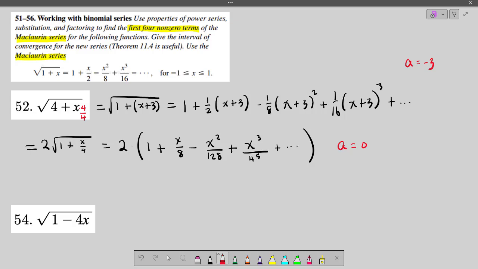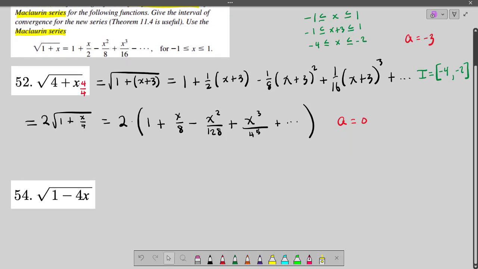So now we've written it as a Maclaurin series. How about the IOCs for these things? For this one up here, we started with -1 is less than or equal to x is less than or equal to 1. For this one at the top, we replaced that x with x plus 3. So our interval of convergence would be -4 less than or equal to x less than or equal to -2. So for this one, the IOC is -4 inclusive, -2 inclusive.